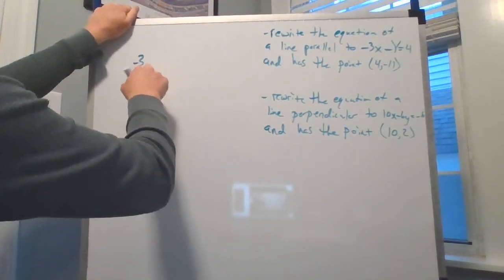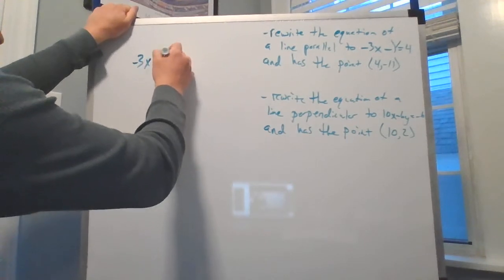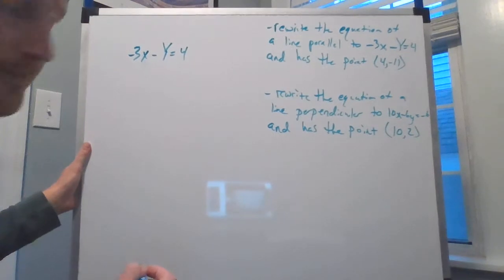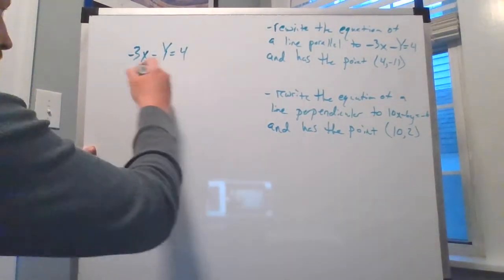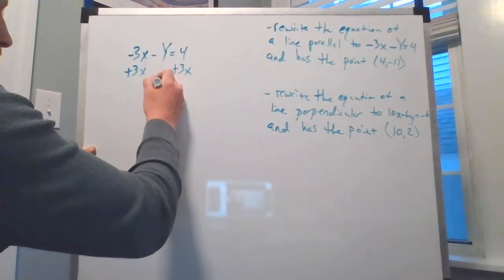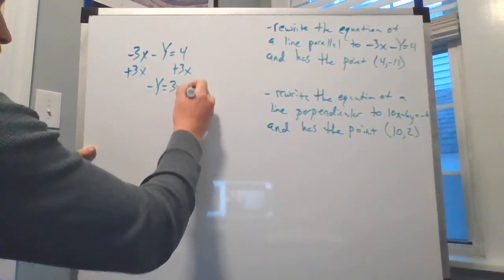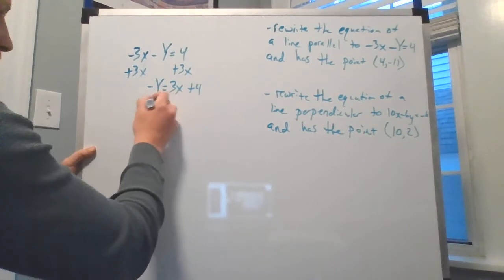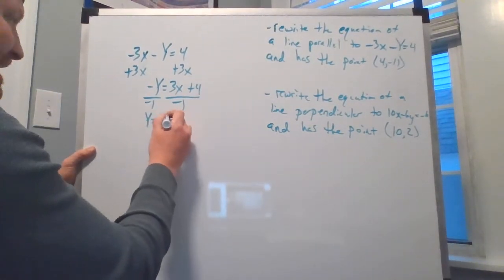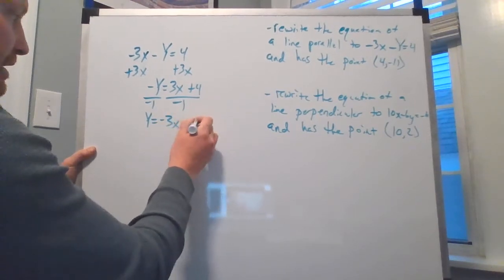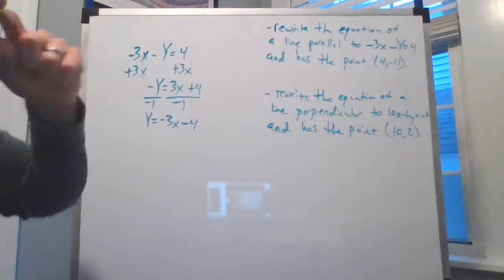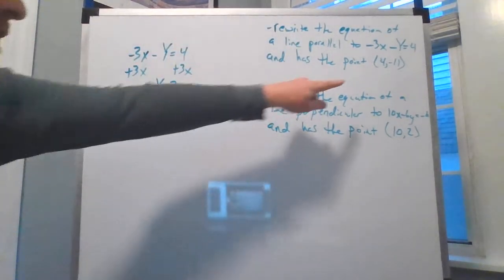So this is negative 3x minus y equals 4. Y'all see that? I hope so. So let's move the mx to the right side. So add 3x to both sides. And I get negative y equals 3x plus 4. Last but not least, divide both sides by negative 1. So y equals negative 3x minus 4. So this is the line that I have to make parallel to. I've got to make a parallel line that has this point.